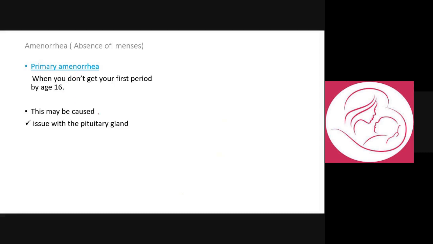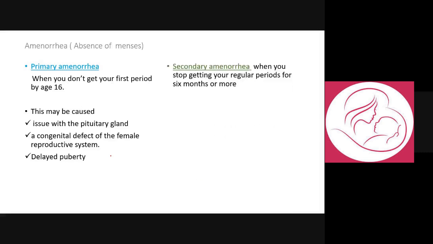It may be the glands which are responsible for sending signals to your different endocrine system. So if there are some problems over there, then it can get delayed. You can have a congenital defect of the female system, which you might have had since birth itself. So these are possible reasons that can result in delayed puberty and primary amenorrhea.